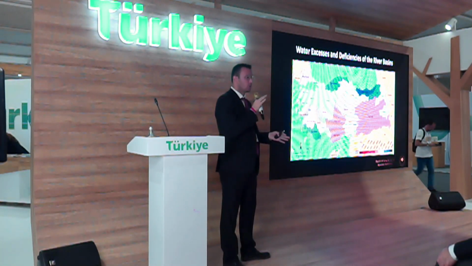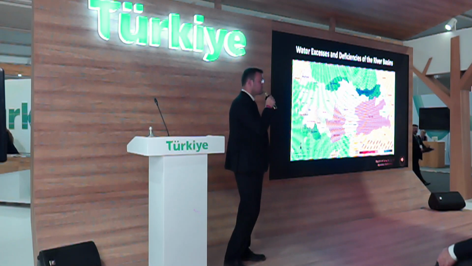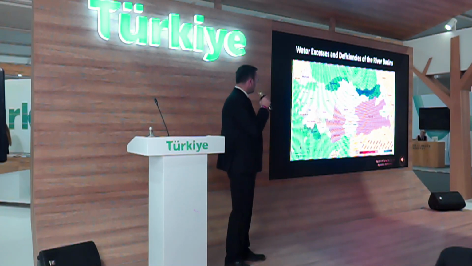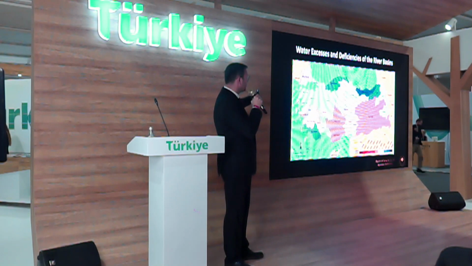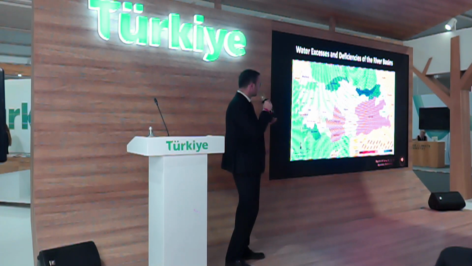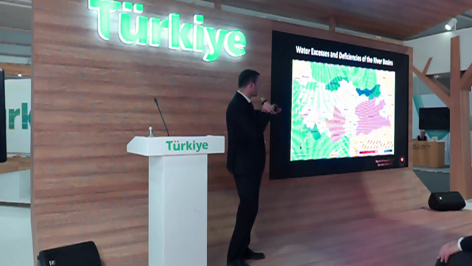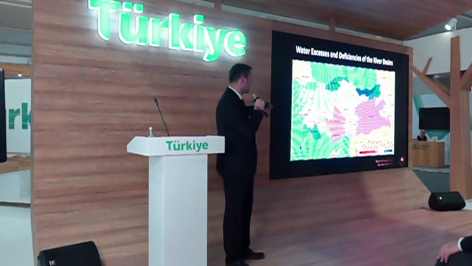As a result of gathering these data and making these analyses, we obtained a map showing water excesses and deficiencies of river basins in Turkey. As you can see in the map, in some parts of Turkey there will be a water excess, especially in the northern parts, the Black Sea parts, the blue ones. On the other hand, some regions will suffer from water shortage, like the Euphrates and Tigris and Konya closed basins, which are examples of them.